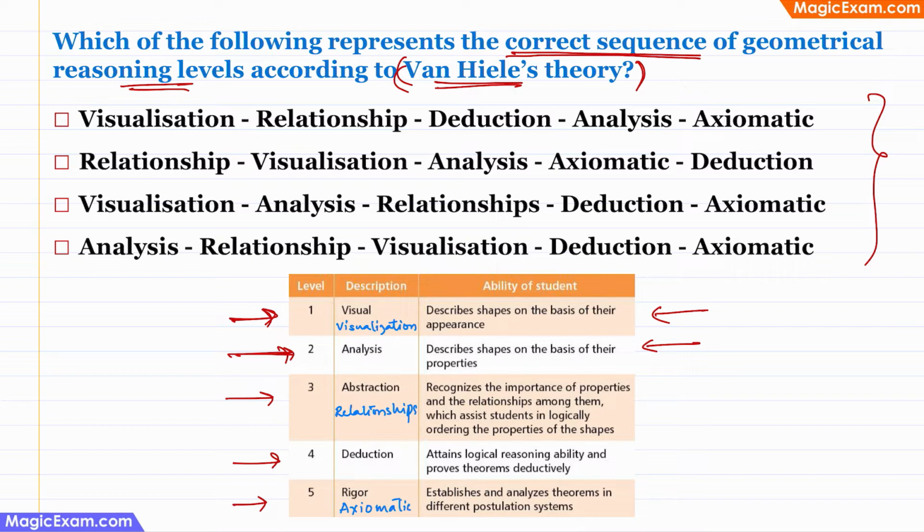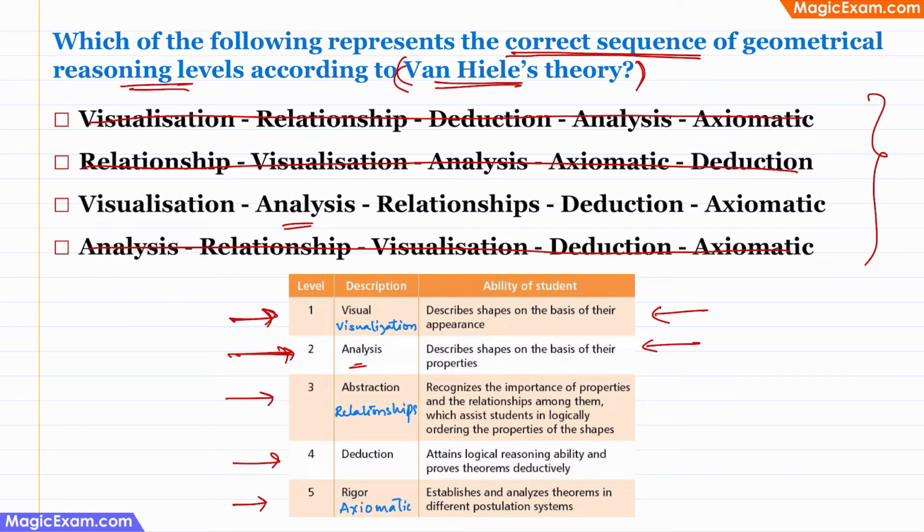So if we look at the answer choices, since visualization is first, only options 1 and 3 have visualization as the first one. So we can eliminate options 2 and 4. The next one is analysis. So when we look at it, only option 3 has analysis at the second level. So we can eliminate the first option as well.